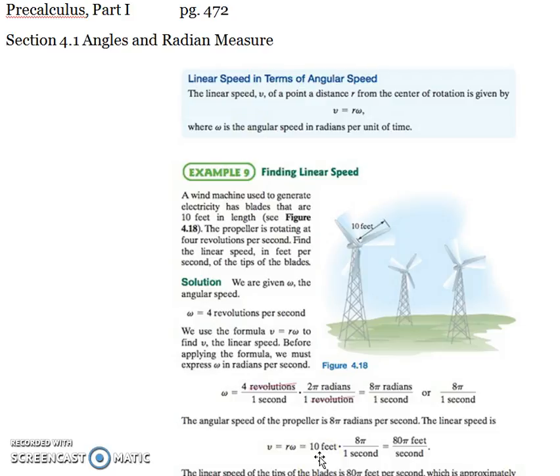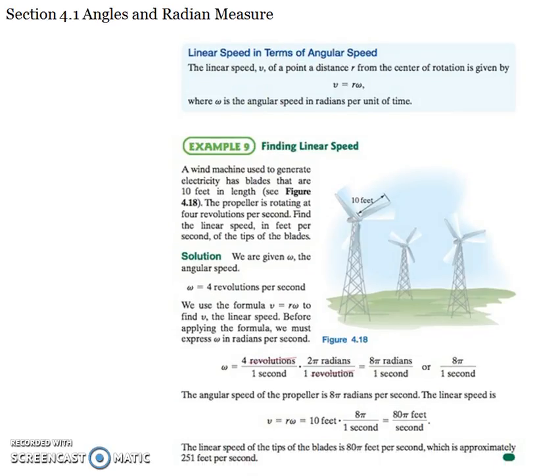Again, it's really just making sure you're in radians per minute or radians per second or whatever, and then multiplying it by the radius. So if we multiply 8 pi per second times 10 feet, we get 80 pi feet per second. And if you multiply that out, it's about 251 feet per second.